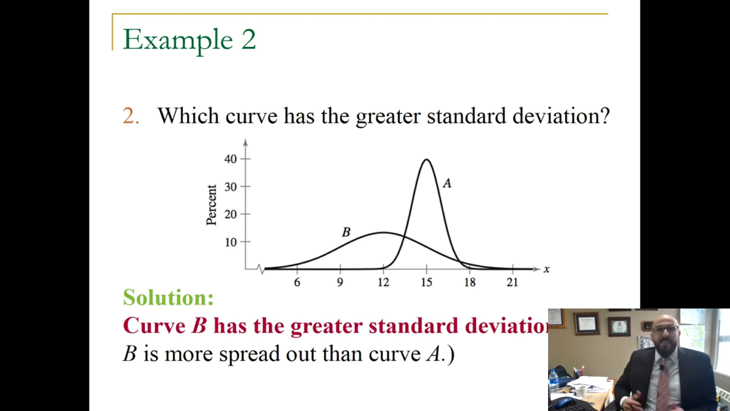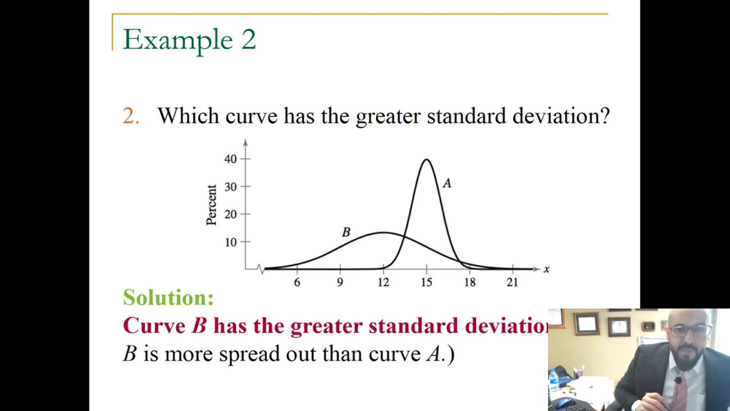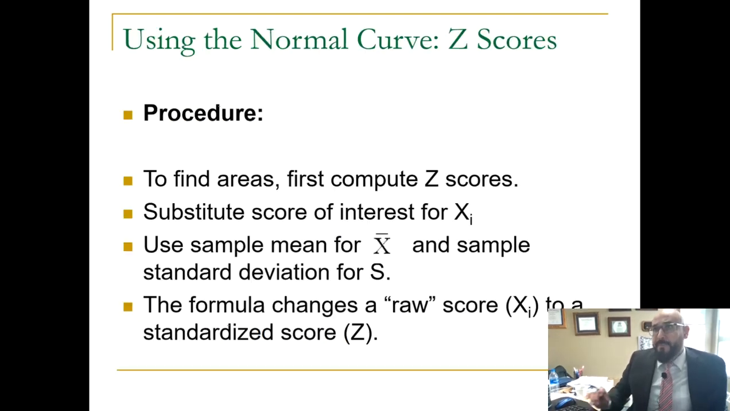And the standard deviation is the spread of the data, how far the data are spread from each other, or how the data are spread from the mean. So we know that the mean for B is in the middle of the curve for B. And we see that the curve B is more spread than the curve A. This gives us an idea that curve B has the greater standard deviation because, as we see, it's flatter, and the data are more spread out than in curve A.